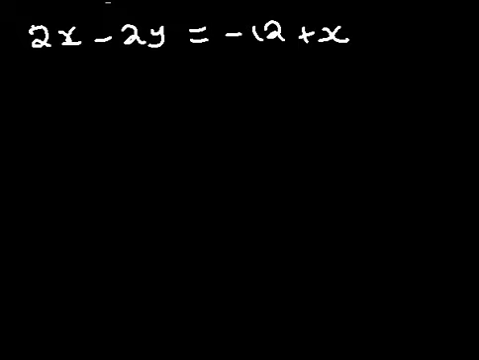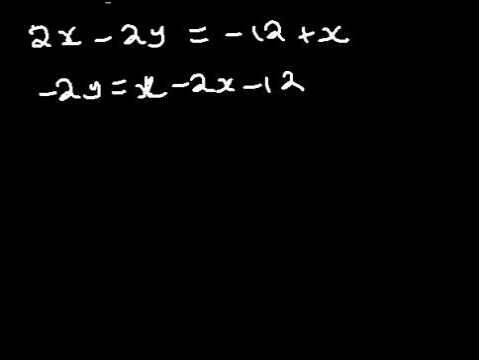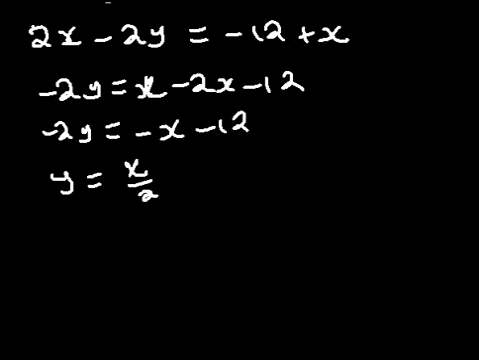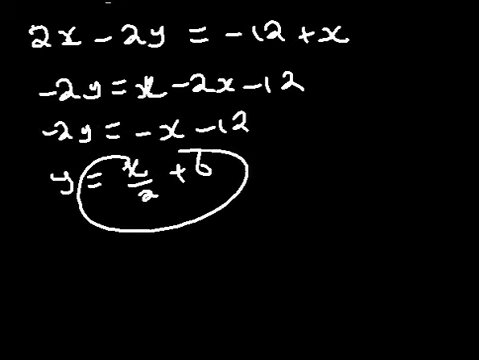So now let's first of all express this equation in the general form. In this case we'll have negative 2y is equal to negative 2x minus 12, so negative 2y is equal to negative x... minus 12. So now we have y being given as x over 2 plus 6, after dividing everything by negative 2. Now we have this as the equation of the line in that order.